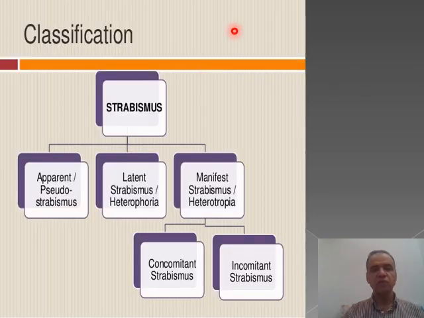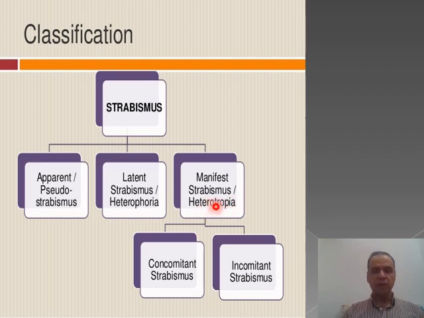For distant vision, or for near or intermediate vision, the two visual axes should usually intersect at the object of regard, and any misalignment of the visual axes is called squint. Squint or strabismus can be classified into mainly three types: either pseudo strabismus, or true strabismus, which is either latent, called heterophoria, or manifest strabismus, which is called heterotropia.